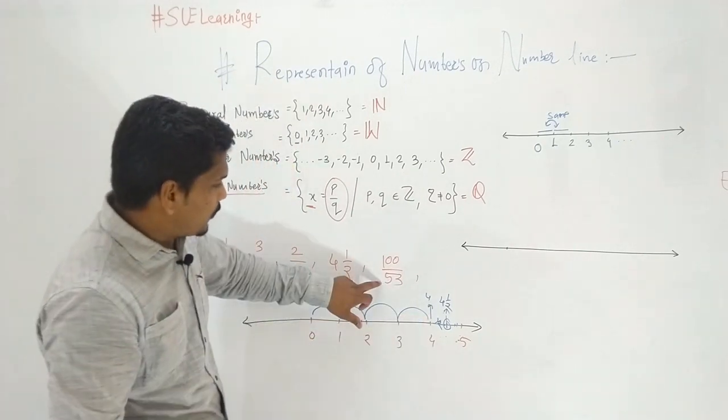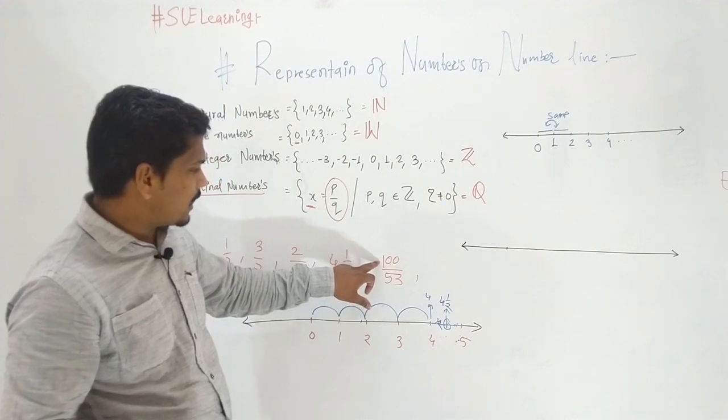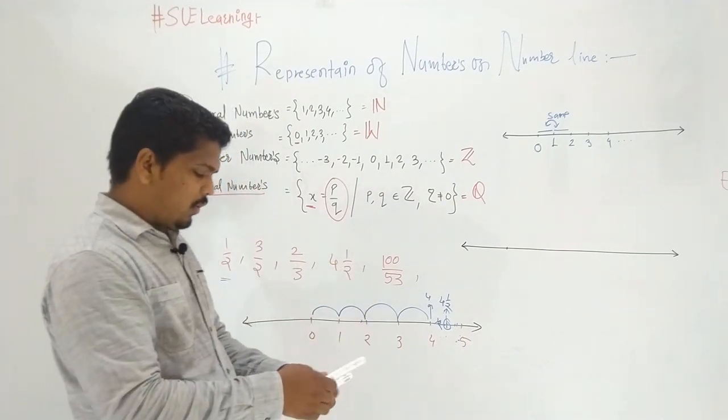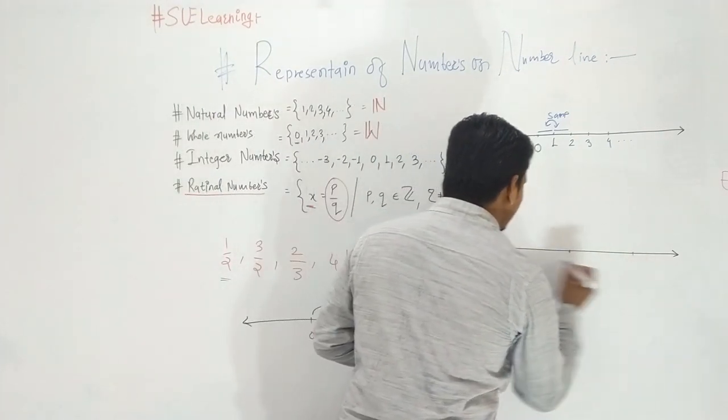Since 52 it is 106, and 106 is greater than 100. Therefore this number will lie between 2 and 3. Therefore we will not require more numbers. We will require just only 2 numbers. This is 1 and this is 2.